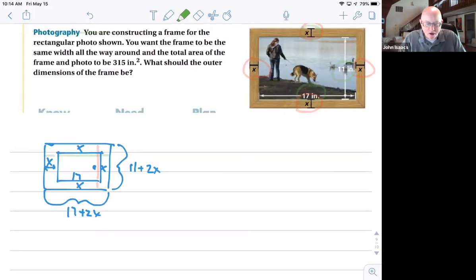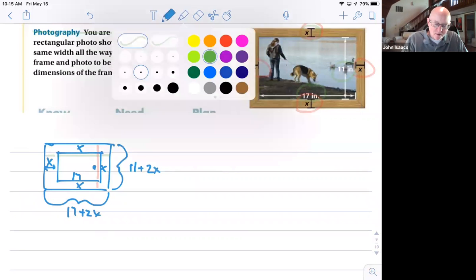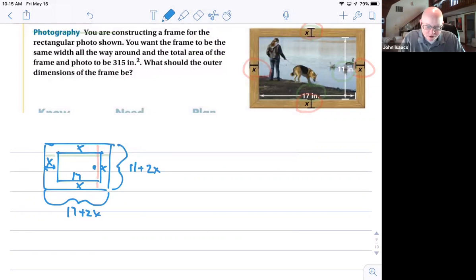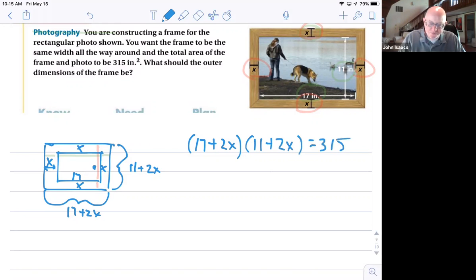So that drawing, I hope, shows we have the area of a rectangle. And the area of a rectangle is going to be the two dimensions multiplied together. So that's going to be 17 plus 2x times 11 plus 2x equals 315. And there you have an equation. We can't use zero product property yet because it's equal to 315, but we can solve this equation. And we'll be solving for x. We'll be finding the dimension of the frame all the way around, which is not the actual final question.